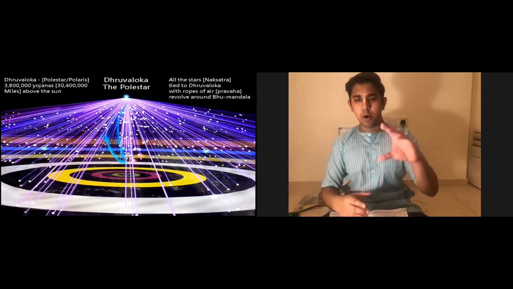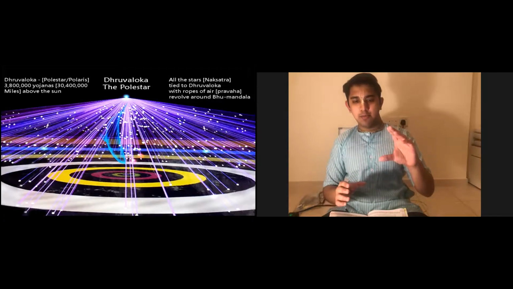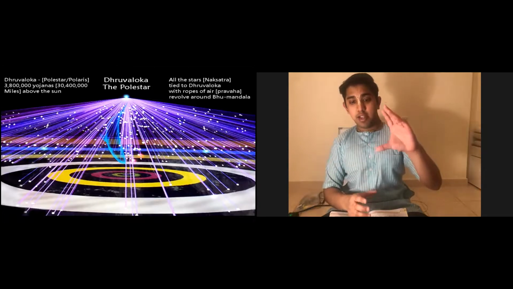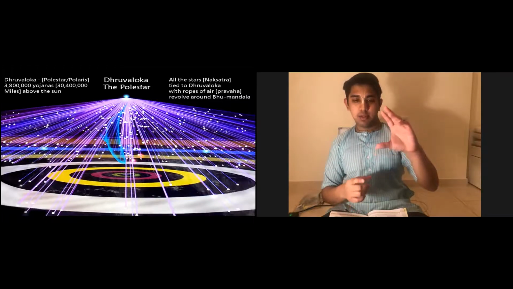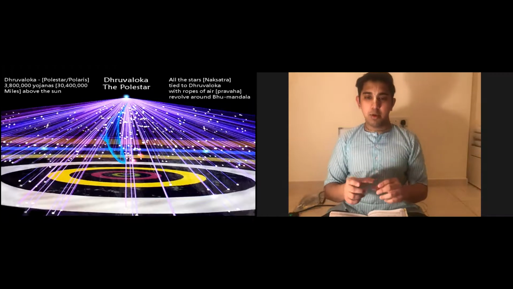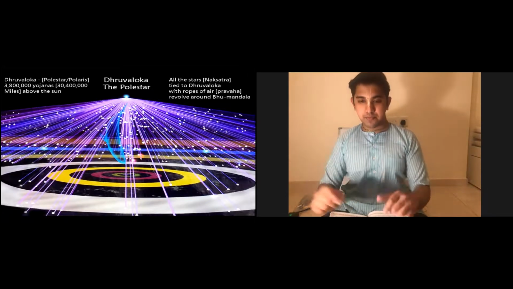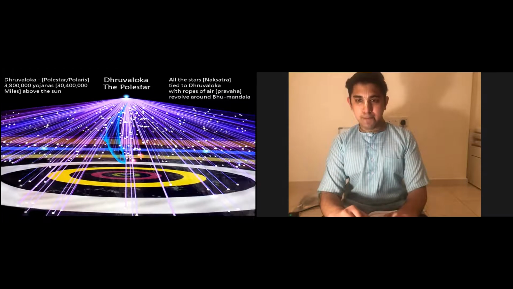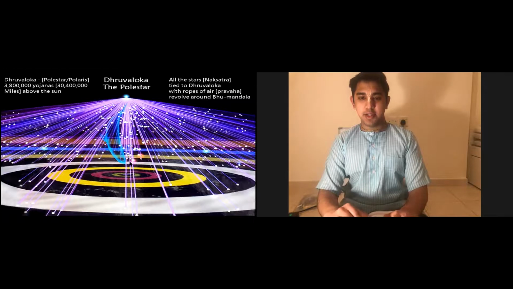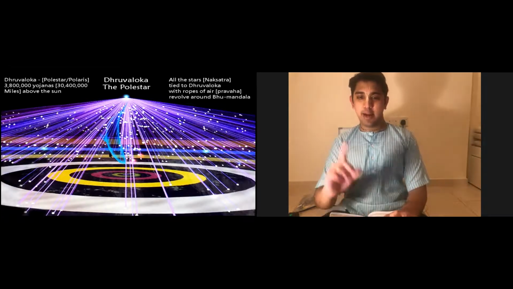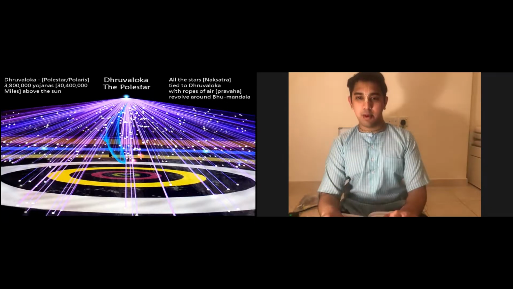The height between the Dhruvaloka and the sun is about a quarter of the distance of the sun. As you can see, this is the Shishumar dolphin, and that also rotates around the pole star.